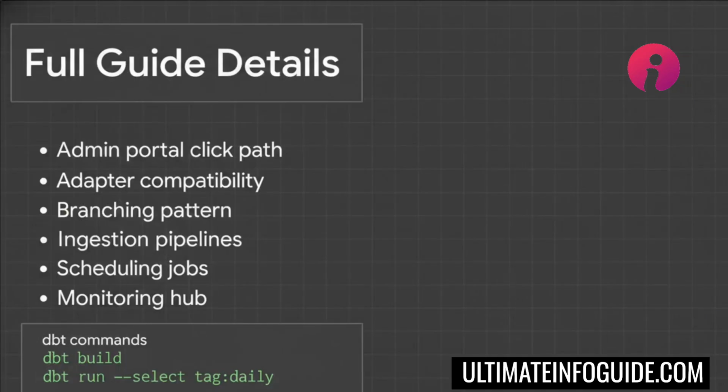What I didn't get into here: the exact admin portal click path, the full adapter compatibility table, the complete branching pattern for dev, test, and prod deployment pipelines, and the specific error code reference for every limit in this preview. All of that is written out in full in the guide. The link is in the description and the pinned comment. If you are actually enabling this in your tenant this week, read that first, not just this explainer.